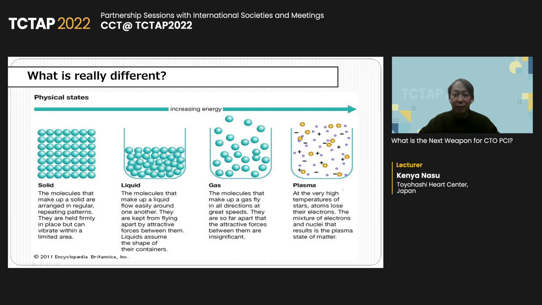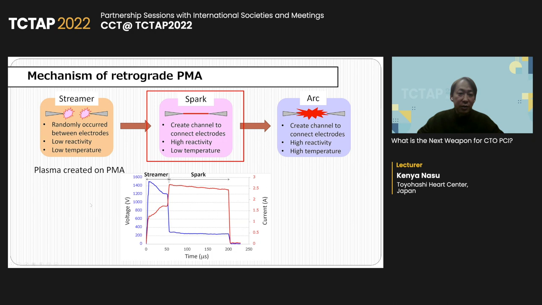The plasma has mainly three stages. When we put voltage energy to the electrode, the streamer is started. The streamer phase has low activity and low temperature, but a dielectric breakdown has occurred. We can see the spark like thunder. In the spark state, the reactivity is high, but the temperature is low. But when we put more energy to the electrode, we can see a continuous spark, and we can make a very high temperature and reactivity.